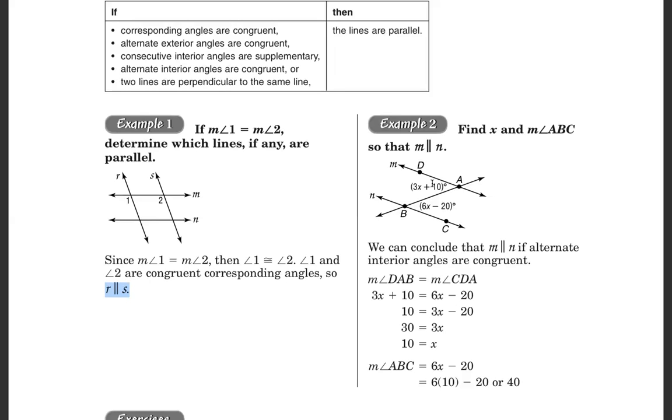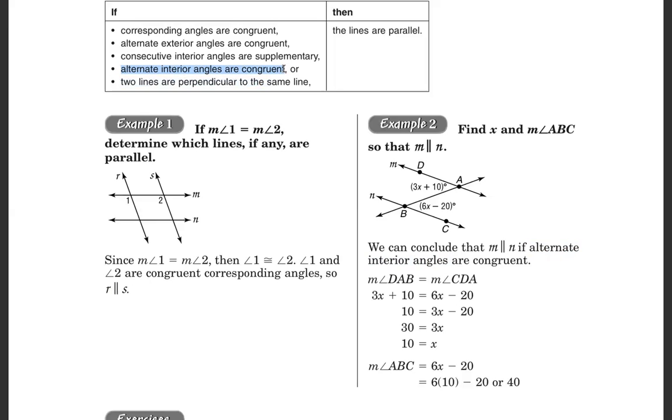So first, we look at the two angles. What kind of relationship exists between these two angles? This is for this angle over here, 3x plus 10, and this one is for the angle over here at the vertex B, 6x minus 20. So with respect to these two angles, the two angles are alternate interior angles. Okay, so if these two angles are alternate interior angles, for M and N to be parallel, our alternate interior angles must be congruent, must be equal.